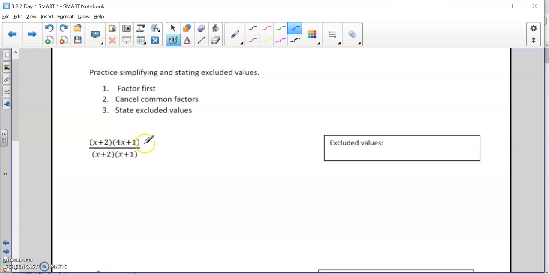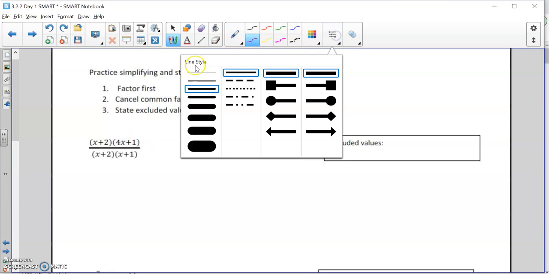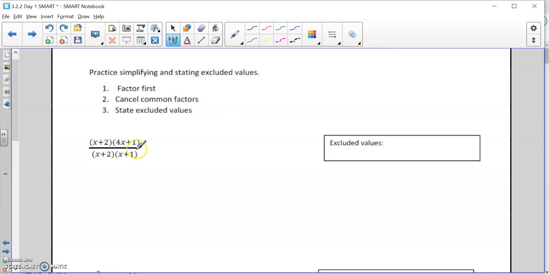My first problem, hopefully you would be able to notice that there is no factoring to be done here because it's pretty much already all in factored form. So we can go straight to step 2, canceling the common factors. Well, we can notice that there's an x plus 2 on the top and on the bottom, so these two will cancel. Those will divide and turn into 1. So our simplified expression then would just be 4x plus 1 over x plus 1. This is the simplified version. So that's part of our answer.